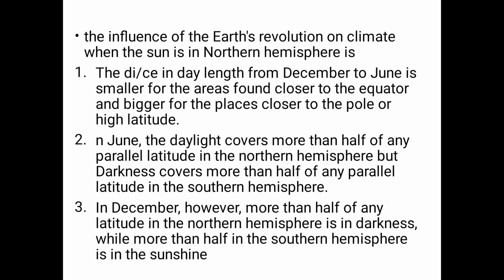Another, what's the influence of the earth's revolution on the climate when the sun is in the northern hemisphere? So when the sun is found in the northern hemisphere, one, the difference in day length from December to June is smaller for the areas found at the proximity of the equator. For areas which are closer to the equator, there is no large difference in day lengths from December to June. And it is larger for the places which are found closer to the pole, which means far from the low latitudes or from the equator.